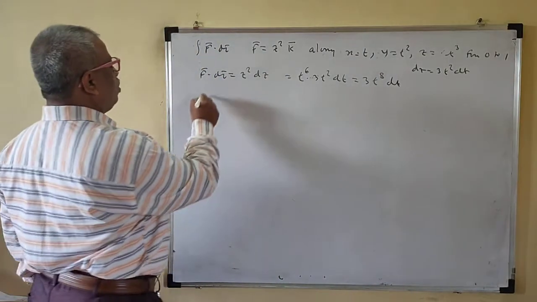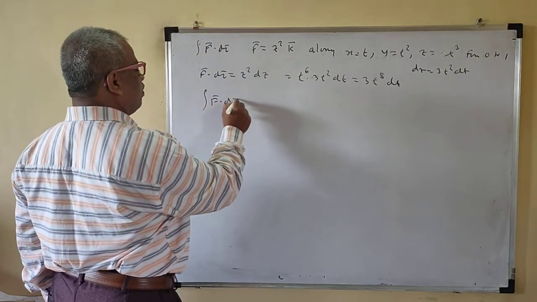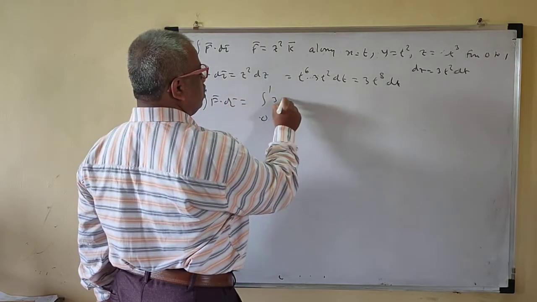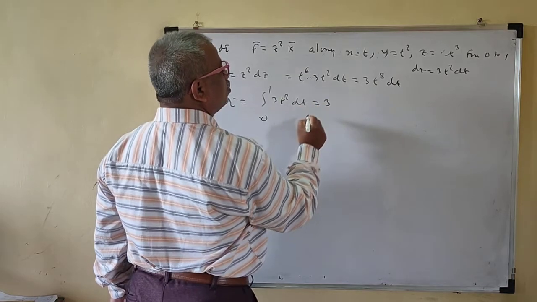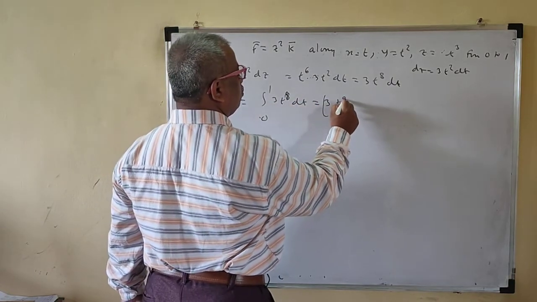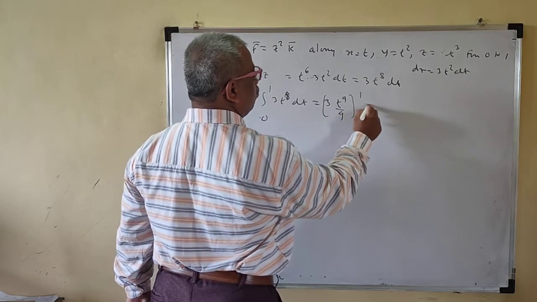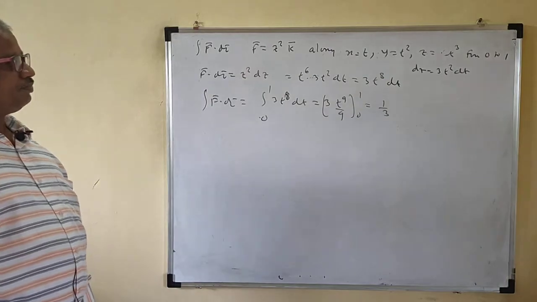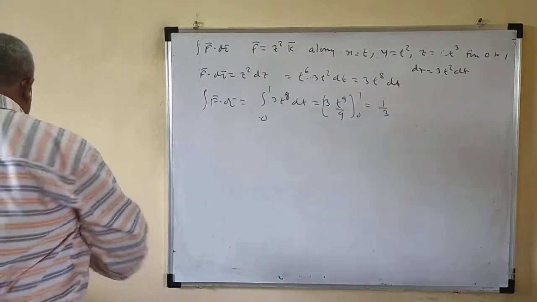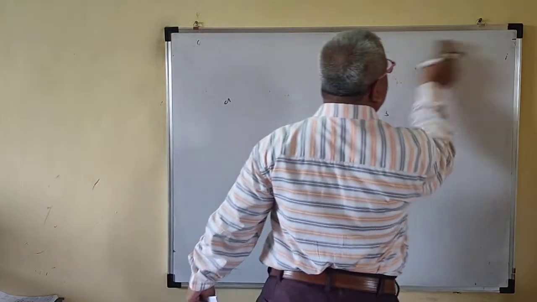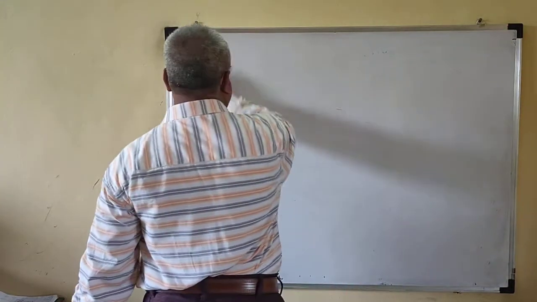So the integral of F bar dot dr bar is equal to, with limits of t from 0 to 1, 3t raised to 8 dt. So this is 3t raised to 9 upon 9, from 0 to 1. So this is 1 by 3, so your answer is 1 by 3. A simple answer. If it is 2, then you have to put 2 to the power 9 by 3.